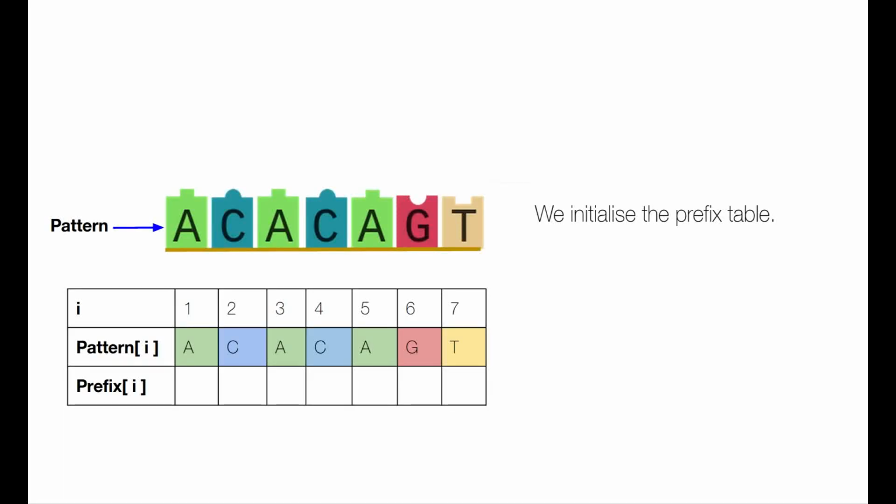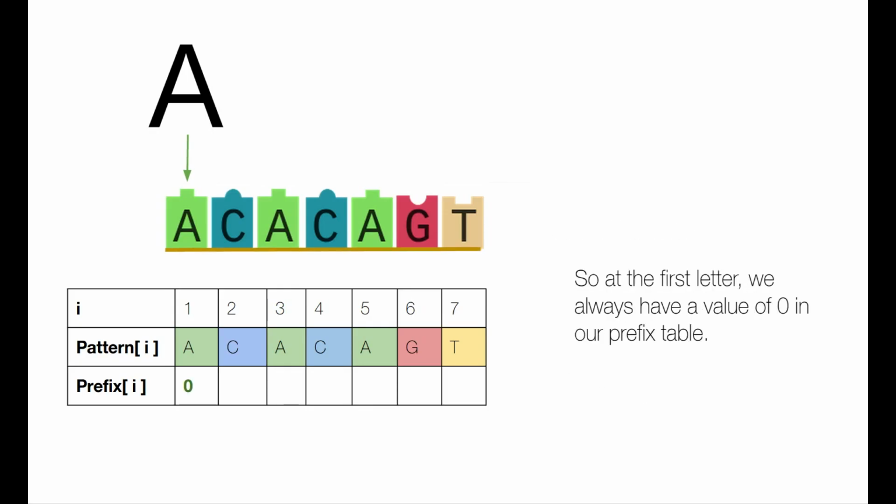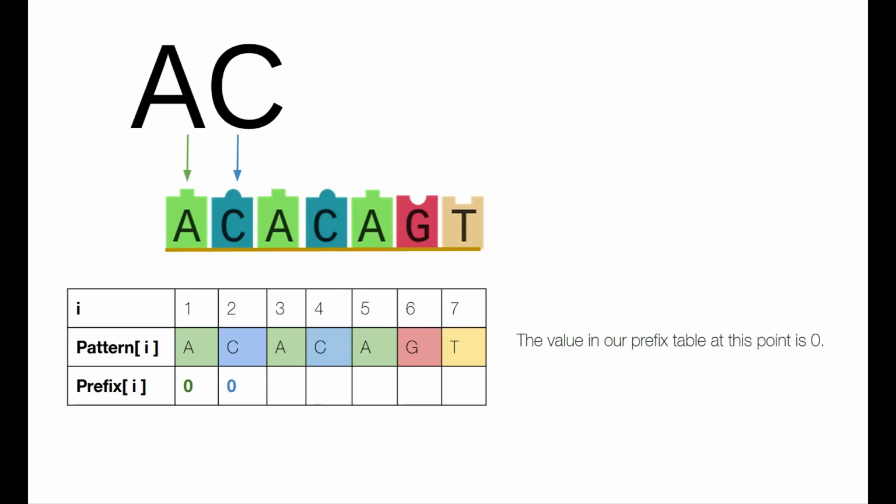We start by initializing our prefix table to be the same size as the pattern. We start by looking at the first character. There aren't any proper prefixes or suffixes for a string of length 1, so the value is always 0. At the second character, the only possible prefix is A, and the only suffix is C. These do not match, so the value here is also 0.